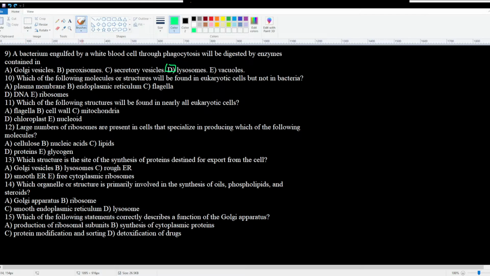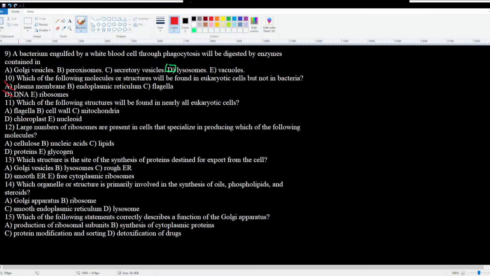Which of the following molecules or structures will be found in eukaryotic cells but not in bacteria? Well, a flagella will be found in bacteria. An ER will not be found in bacteria. And a plasma membrane, of course, will be found in bacteria. Oh, and then ribosomes and DNA. The thing about bacteria is that they have very few cell organelles. So what's going to be in a bacterium? Obviously, a plasma membrane. Otherwise, everything's going to just spill out.